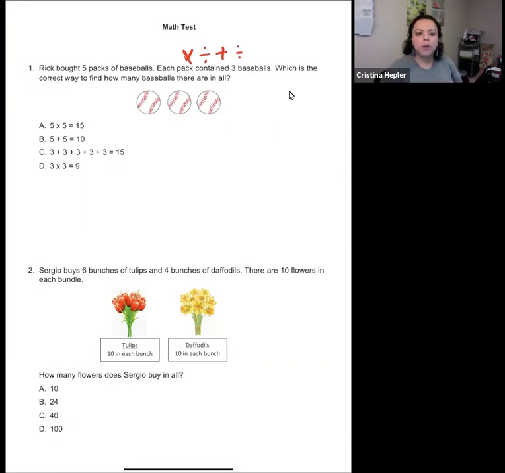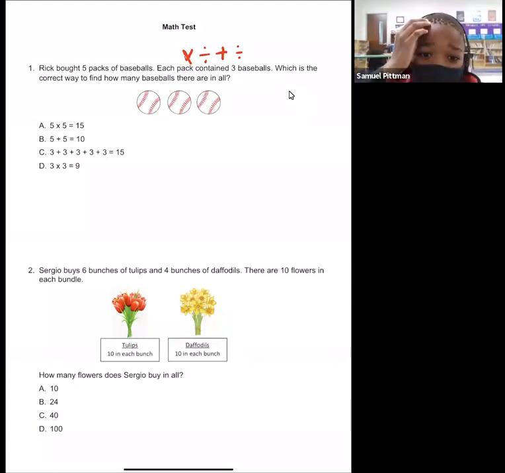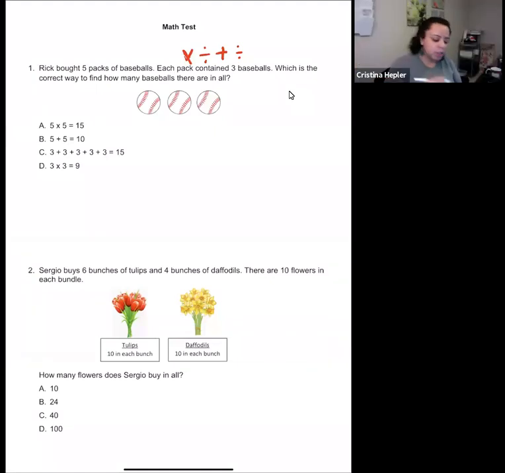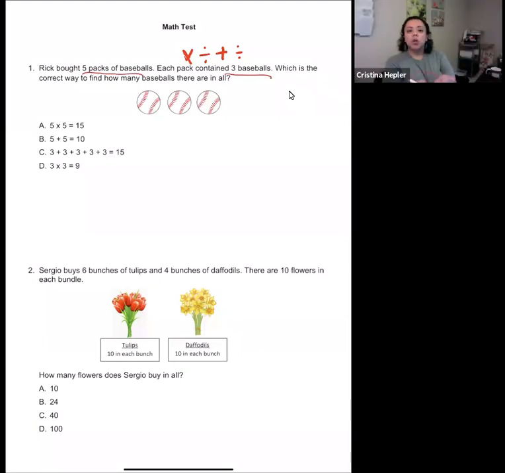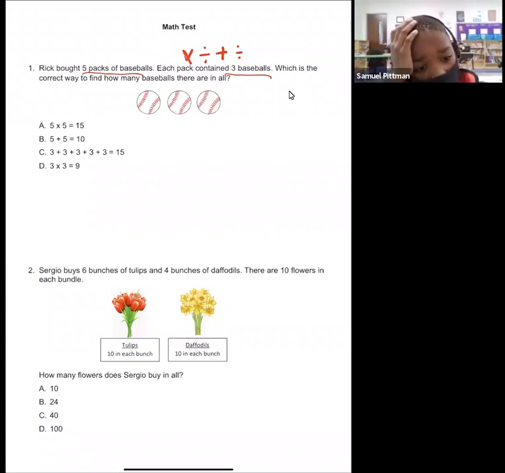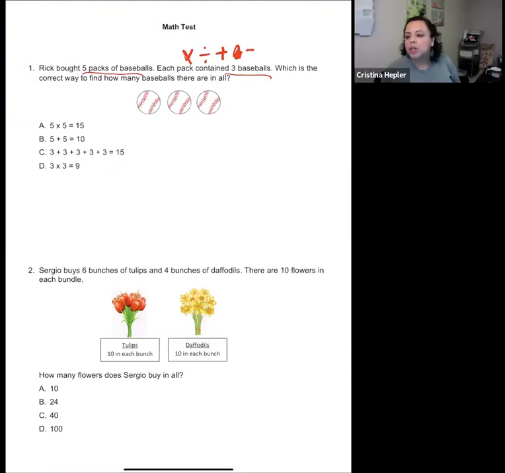Samuel Pittman, come off mute and tell me, what did you decide you were going to use? Which operation did you do for this word problem? Multiply. You multiplied. What 2 numbers did you decide to multiply? 5 and 3. 5 and 3. So 5 packs is what's holding the baseballs. Oh, sorry, this is not divide. It should be subtract. Thank you. Make sure you go back on mute.